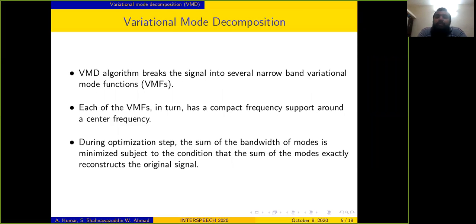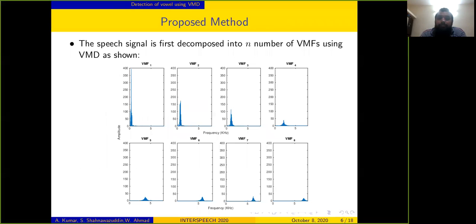This VMD algorithm basically breaks the signal into several narrowband variational mode functions or VMFs, and each of the VMFs in turn has a compact frequency support around a center frequency. During the optimization step, the sum of the bandwidths of the modes is minimized, subject to the condition that the sum of the modes exactly reconstructs the original signal.